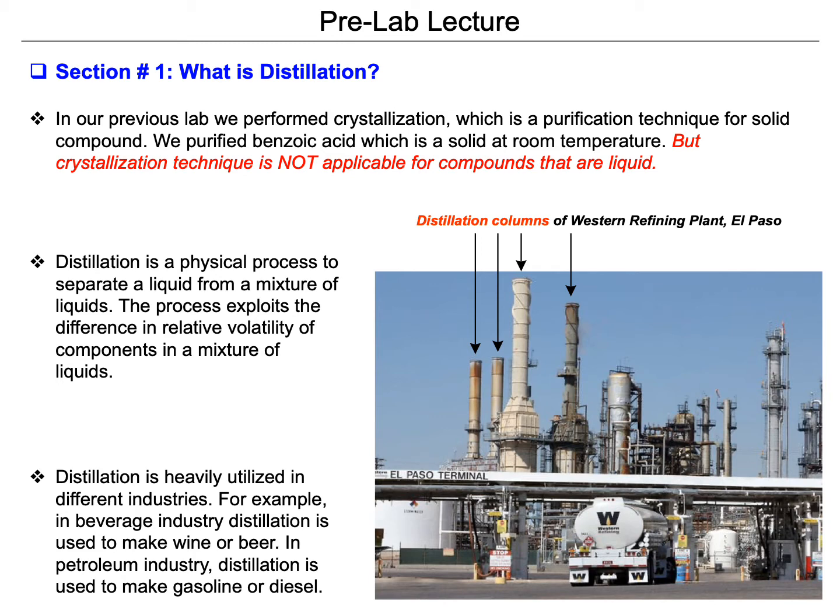Distillation is a physical process in which a mixture of liquids is separated. This method works based on the difference in relative volatility of compounds in a mixture of liquids. This process is used in a wide range of industries, from beverage processing companies to refinery and petrochemical plants.